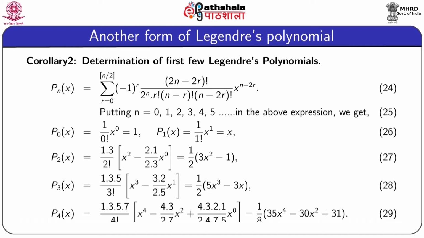In a similar manner, if we put n equal to 1 in equation 27, we will get P_1(x) on the left hand side, and on the right hand side r goes from 0 to half, which is again becoming 0, because you have to take (n - 1)/2. If you do that, you will be getting x^1 divided by 1!, which is x. In a similar manner, if you put the values 2, 3, 4, you will be getting the expressions 29, 30 and P_4(x) and so on.